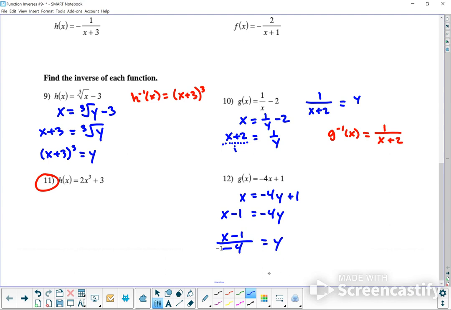Okay. And you can put the negative in front. You can put it on the top or you can put it on the bottom. I'm going to put it in the front. So we're going to say g inverse of x is going to equal negative x minus 1 over 4. The negative I'm putting in front. You can move it to the top if you like, or you can move it to the bottom like how we had before. Either way is fine. I am just putting it in the front. Okay.